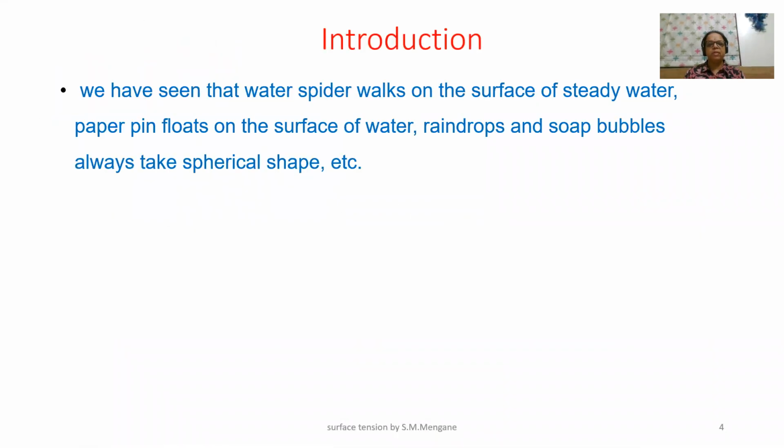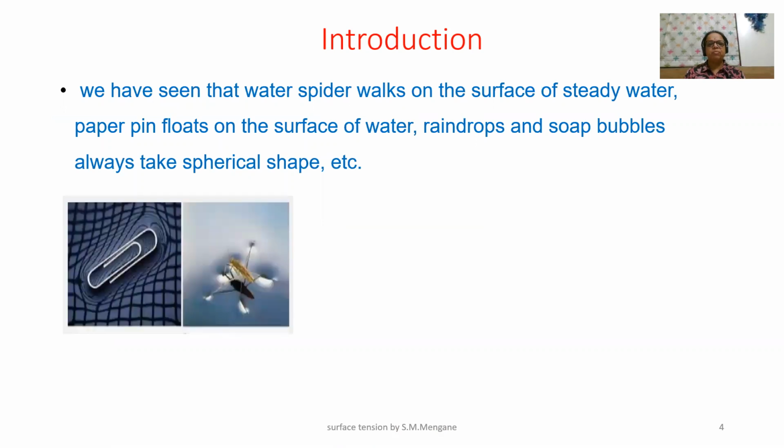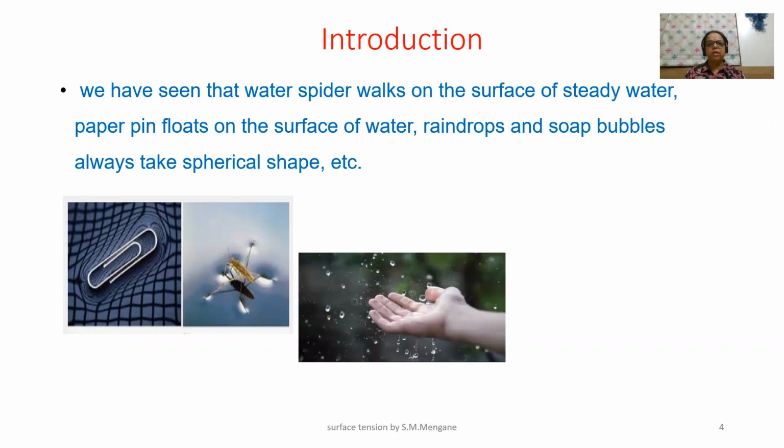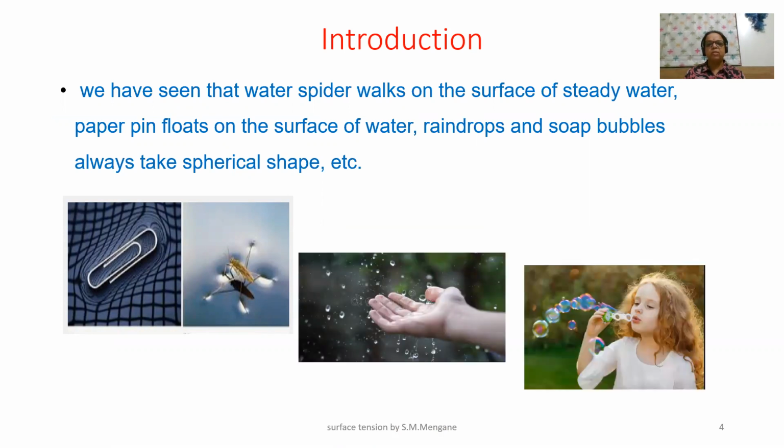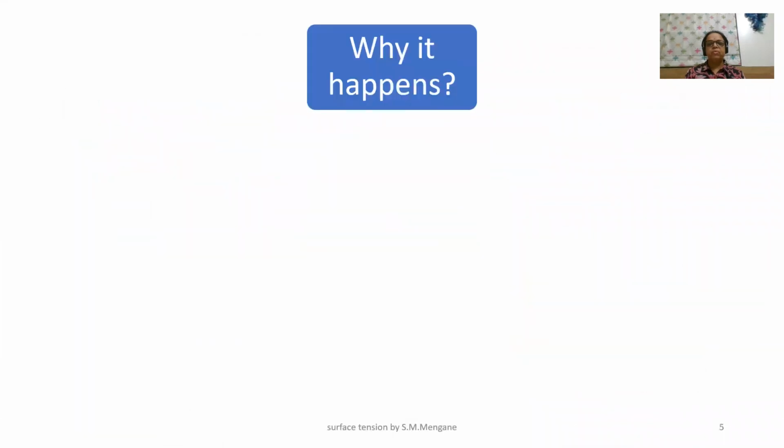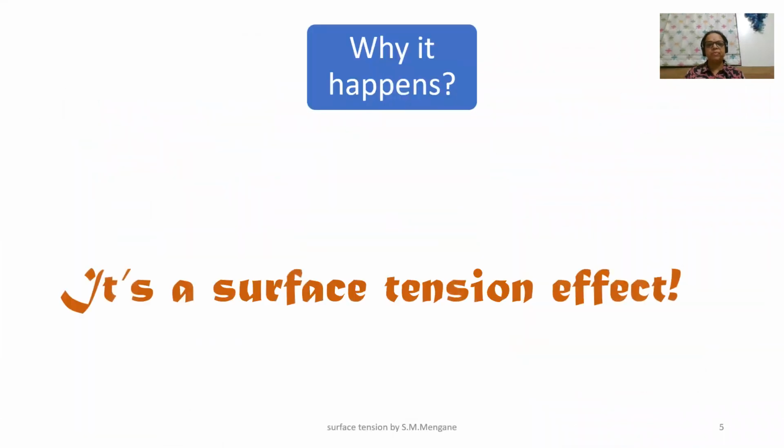We have seen that a water spider walks on the surface of steady water. A paper pin floats on the surface of water. Raindrops and soap bubbles always take a spherical shape, etc. Why does it happen? It is a surface tension effect.